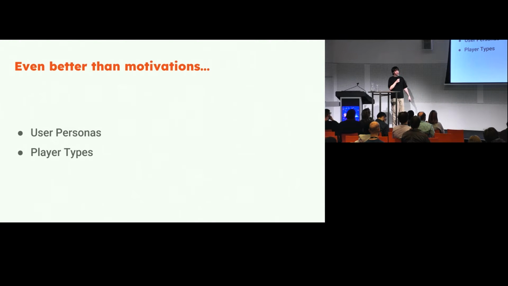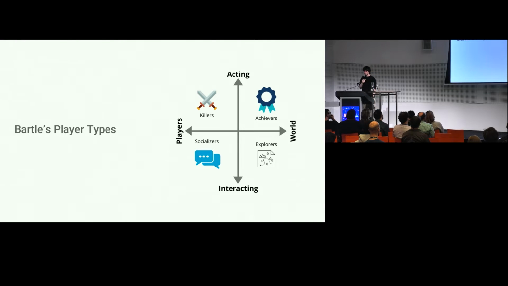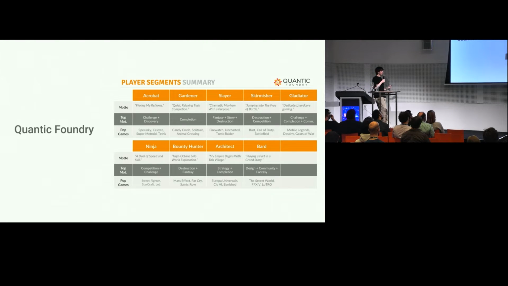We can take motivations and turn them into user personas or player types. So this is an example, Bartle's player types. It's a classic. I don't really like it, this idea that you've just got a cohort of killers in your game. It was made during the time of MUDs, multi-user dungeons, so it's inherently extremely social. Just keep that in mind when applying it to your game. Is your game super social? Maybe not. Another one, obviously, is the people at Quantic Foundry, who've taken their motivations and turned them into player segments.